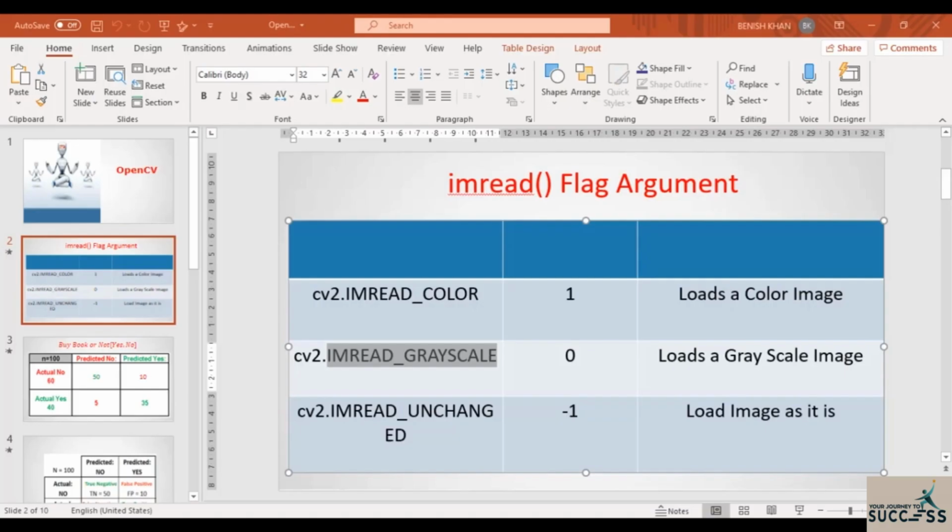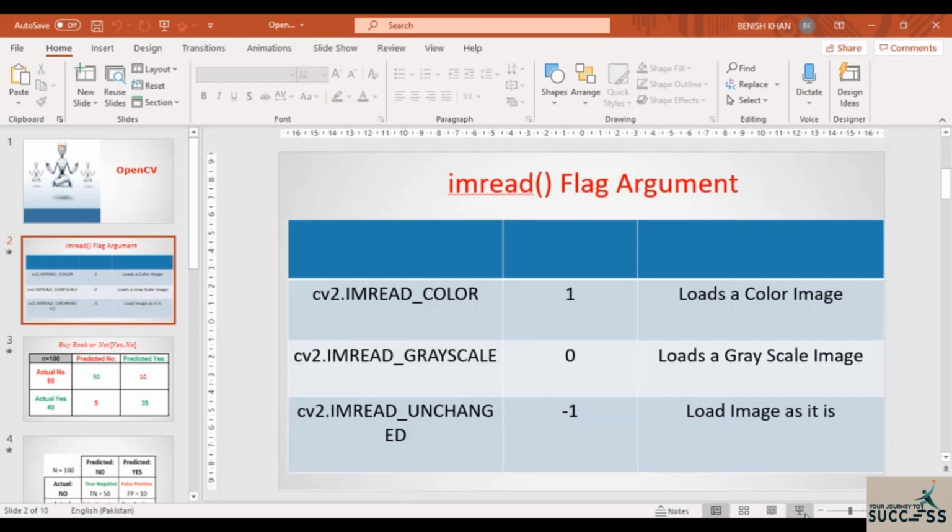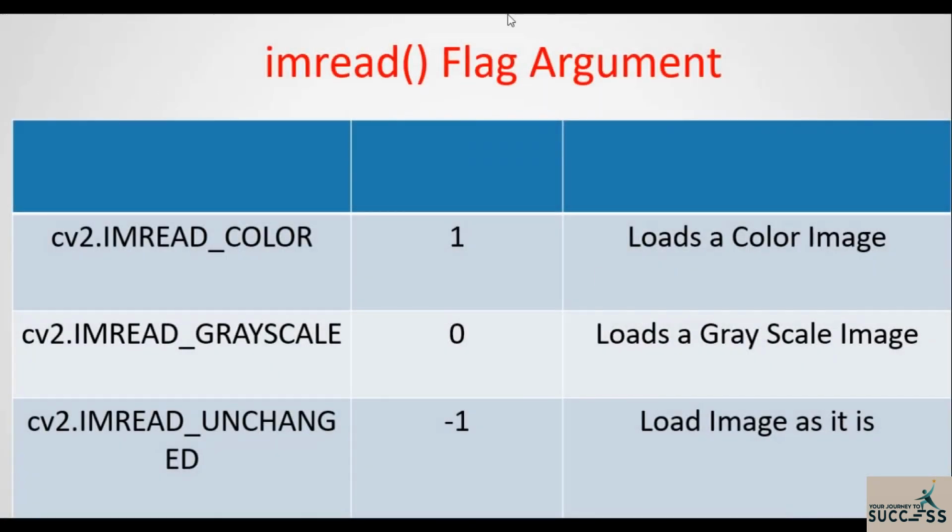So let me just show you my presentation right here, and let me just make it full size to the screen. Alright, so for the second argument, we need to supply this flag argument. Now, if you want to load a colored image, then you either need to specify its integer value 1, or you need to type this whole thing. Or let's say if you want to load a grayscale image, then you either need to type this whole thing, or you can just specify its integer value, which is 0. Or let's say that if you want to load the actual image as it is, then either you can type -1, or you can type this whole thing, cv2.IMREAD_UNCHANGED in capital.